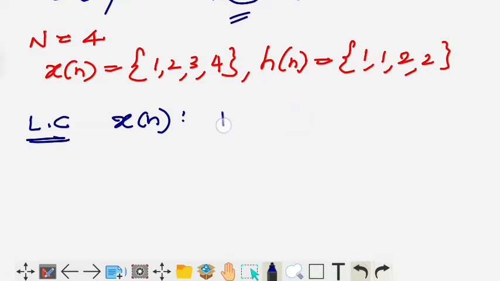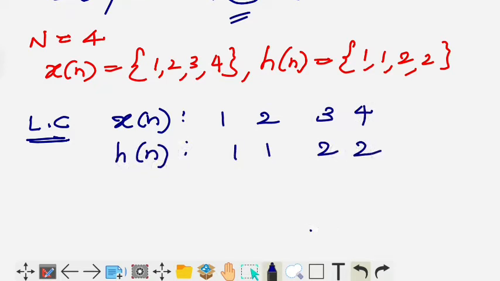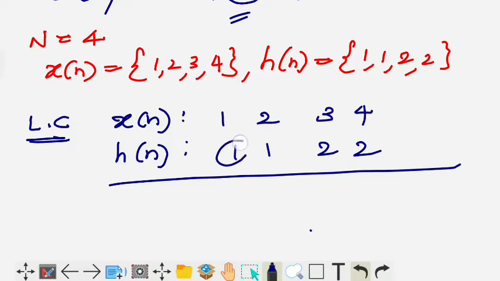Let's say x of n is 1 2 3 4 and h of n is 1 1 2 2. I'm using the sum by column method to find the linear convolution. To find it, take 1 from h of n and multiply it with each and every element in x of n. So let's do that: 1 into 1 is 1, 1 into 2 is 2, then 3 and 4.